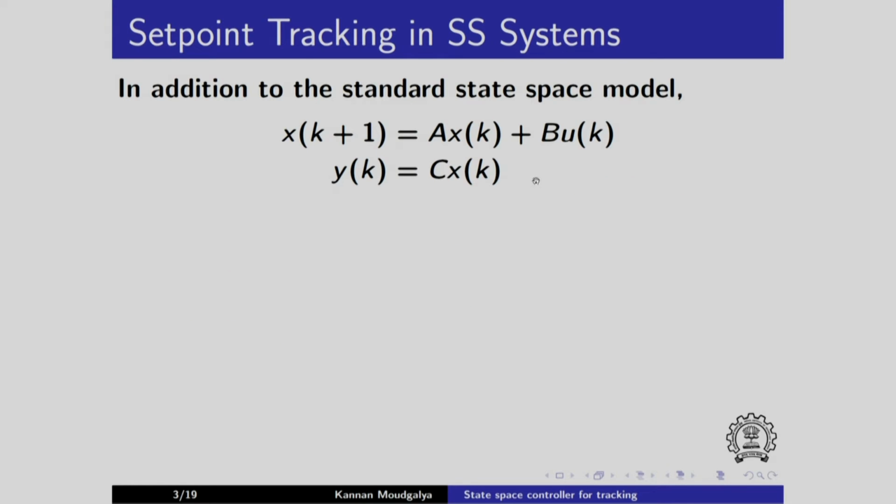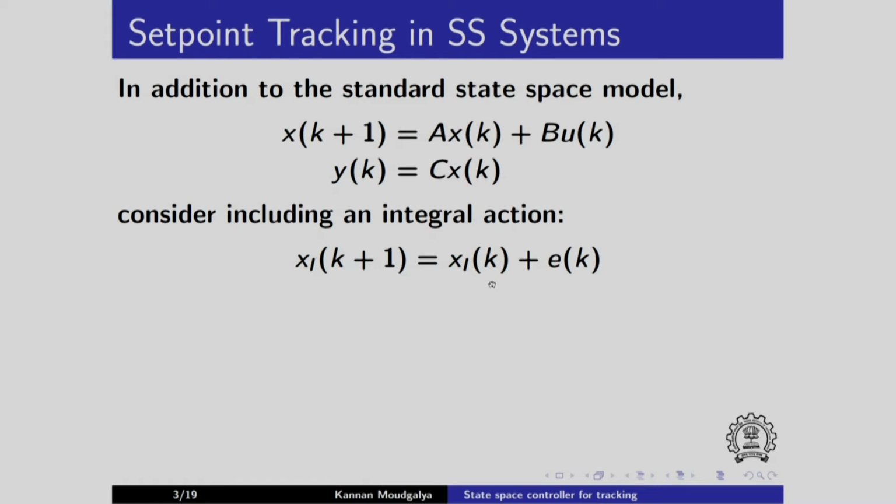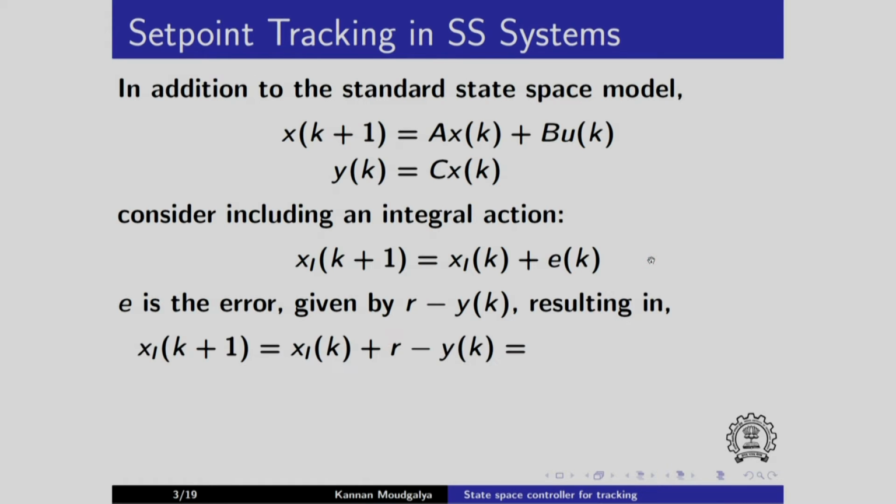So in addition to the standard state space model, let us consider including an integral action as given here. This is the extra state x sub I. E is the error here. It is given by r minus y of k. This expression is identical to what we use in conventional control.